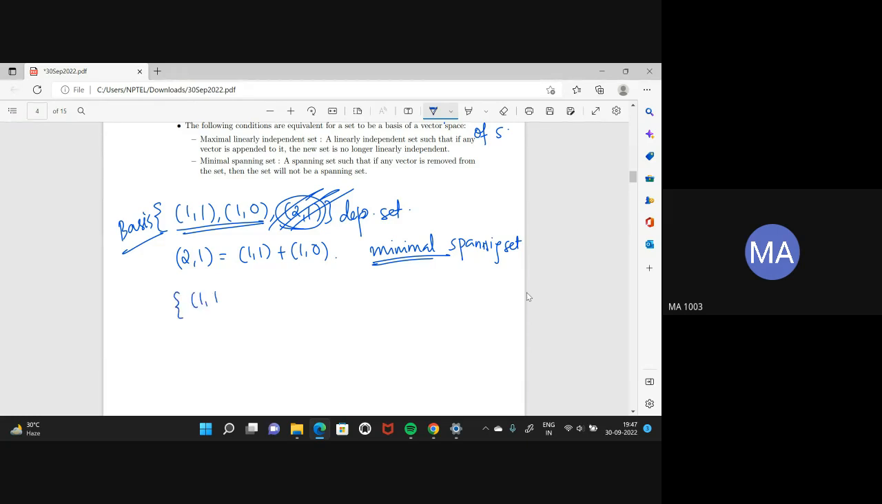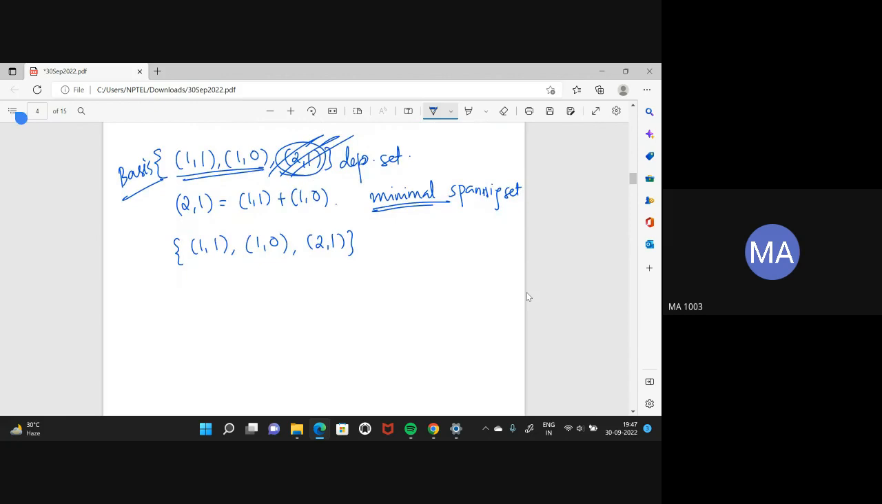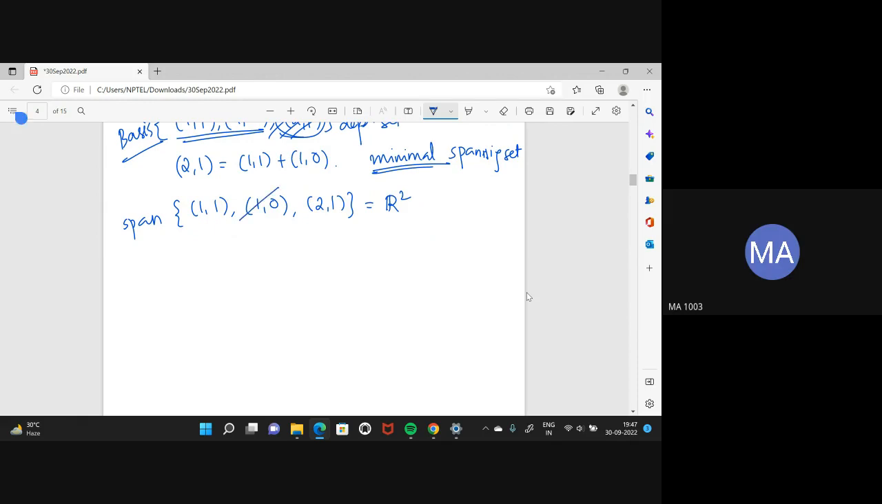So you're telling that (1, 1), (1, 0), (2, 1). What is the span of this set? (1, 1), R2, sorry. Span of this set is R2. Now say I remove this vector. What is the span of (1, 1), (2, 1)? It will remain R2. So is this a minimal spanning set?